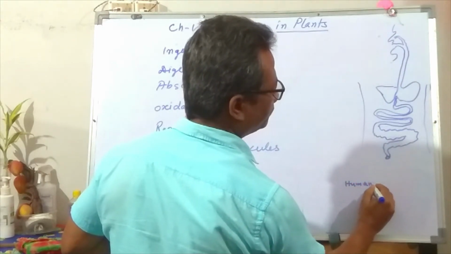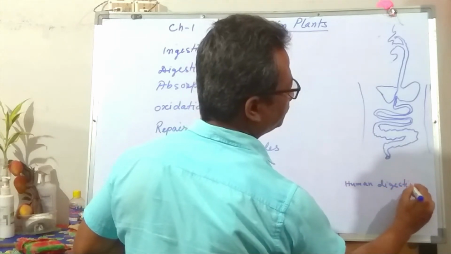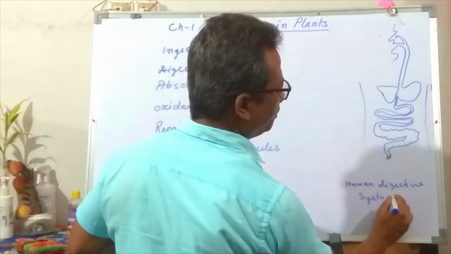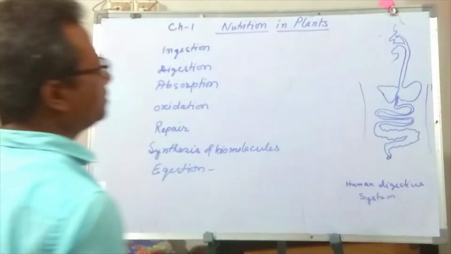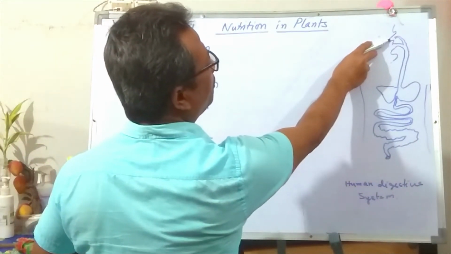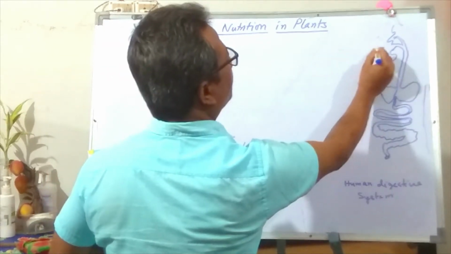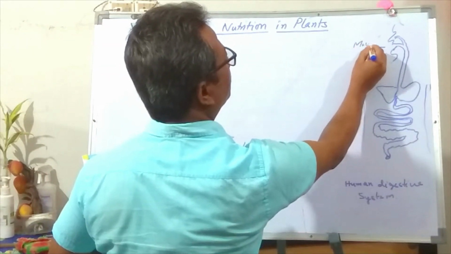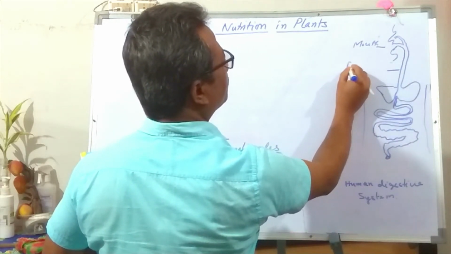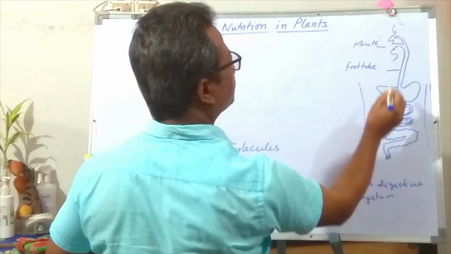Human digestive system. It is a rough structure of the human digestive system. Here it is the mouth. This is the nasal pore. This is the food tube, the mouth. This is the food tube, the esophagus it is called.